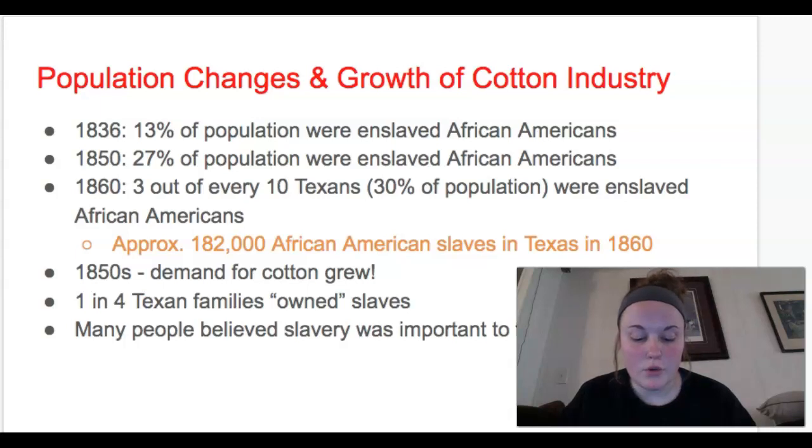Only 1 in 4 Texas families owned slaves, but many people in the state believed slavery was important to the economy.